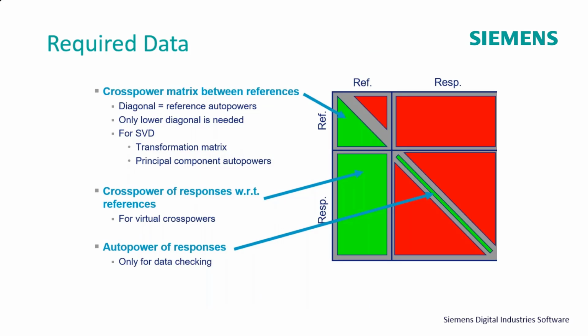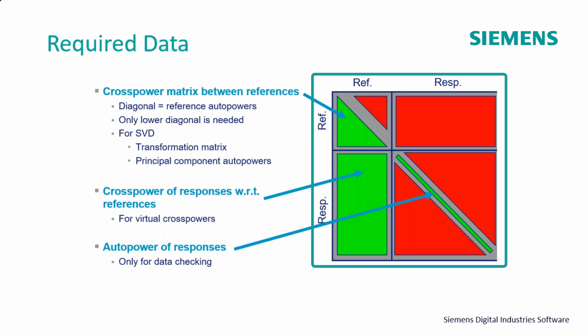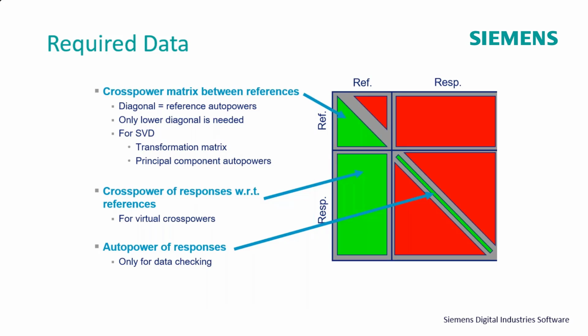So this is the required data. Here is a matrix of all possible references and responses. So we need to have the cross-power matrix. So we need the reference autopowers. We don't need the lower diagonal, you don't need the full one. So basically you need the reference autopower matrix between all of your references. And then we need all of the cross powers from all of the responses with respect to all of the references.